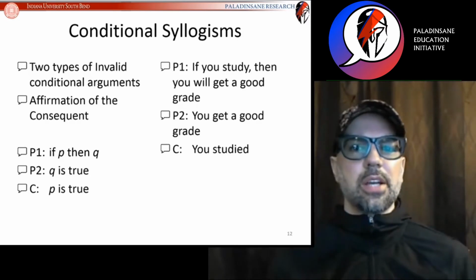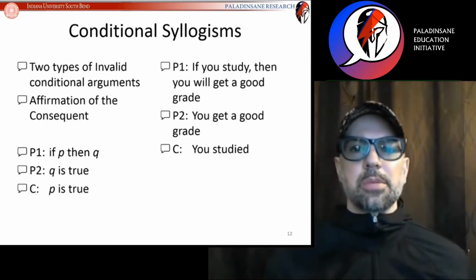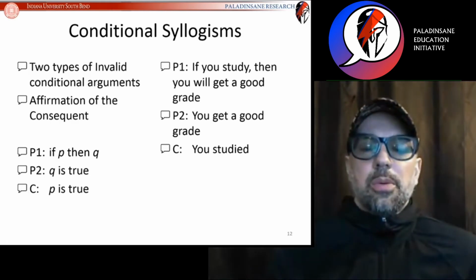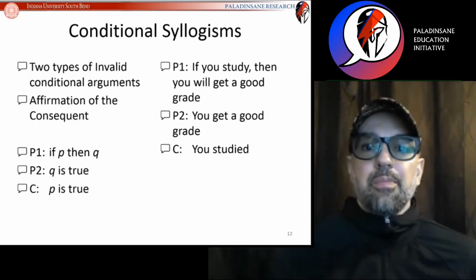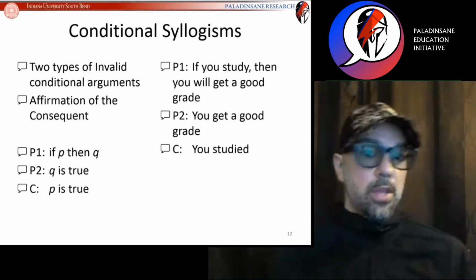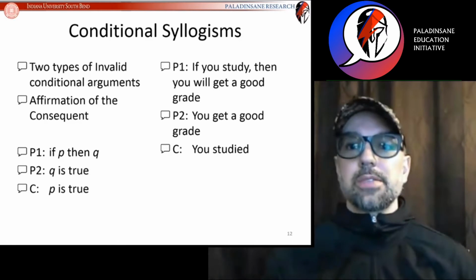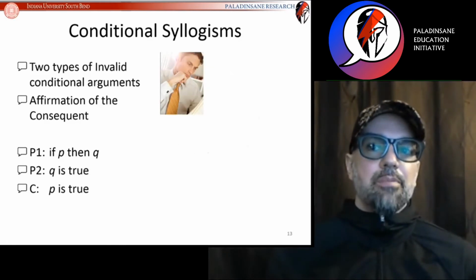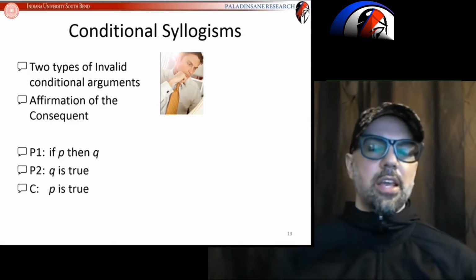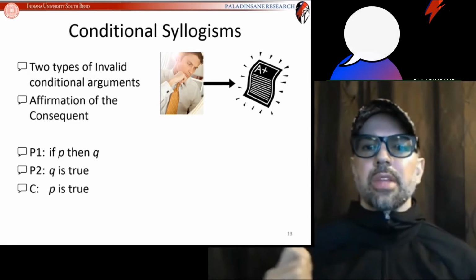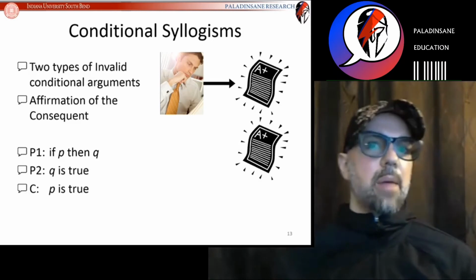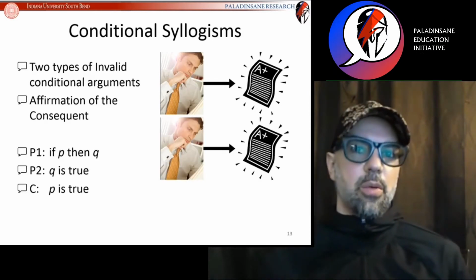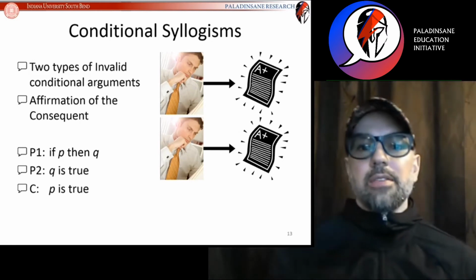So let's put some context to this. Premise number 1, if you study, then you will get a good grade. Premise number 2, you get a good grade. We want to conclude as human beings, you know what? You must have studied. If you study, then you'll get a good grade. Here you are with a good grade. You must have studied. And as we saw last lecture, that's not the case. Because even if the rule is, if you study, you will get a good grade, just because you got a good grade does not mean that you studied. Because you might have studied, that's one possibility why you got a good grade, but you might have done something else.